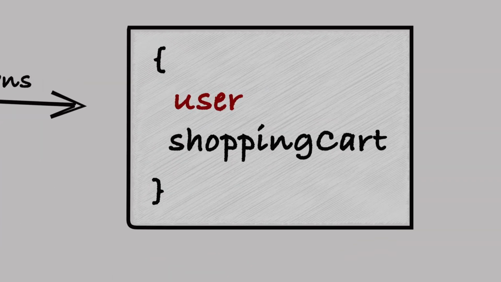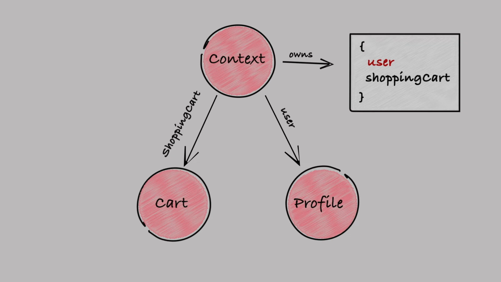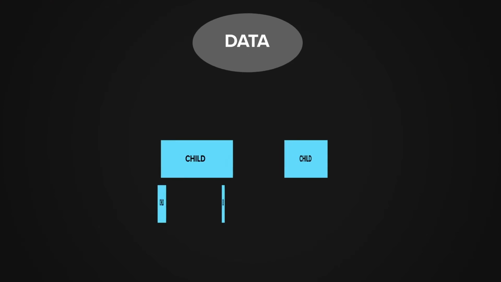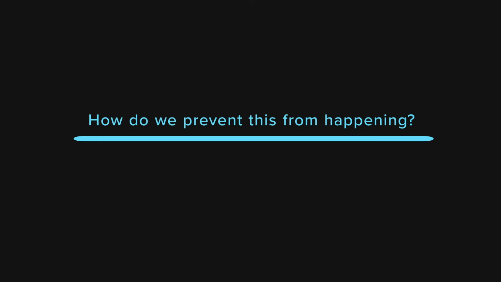What happens if a user changes their profile picture? Context update causes all consumers to render. Profile component renders as expected. But we didn't want the cart component to render due to a change in the user object. What happened? As we said previously, context updates make all of their consumers render. So, how do we prevent this from happening?